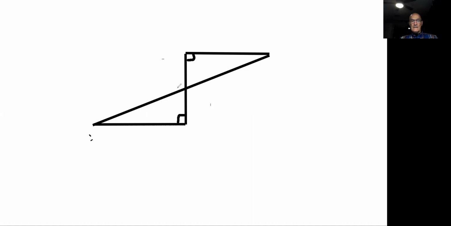And let's say this is A, and this is B. So this would be vertex B, and this would be C, and this would be D, and this would be E.